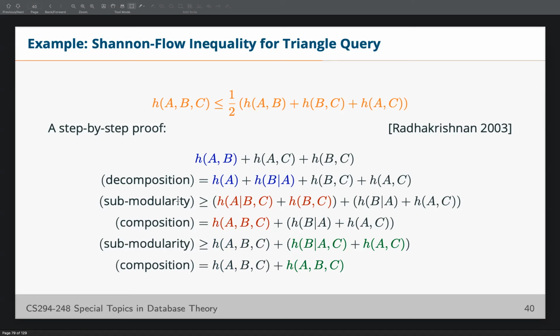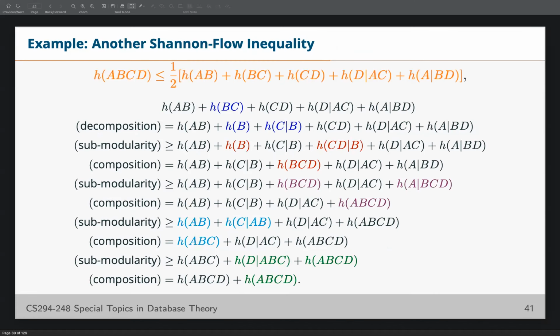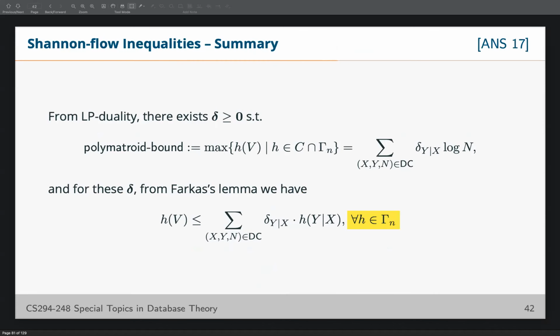Now, how do we get from this to an algorithm to answer the triangle query in n to the 1.5 time? I have another example. I'm not going to skip this part.